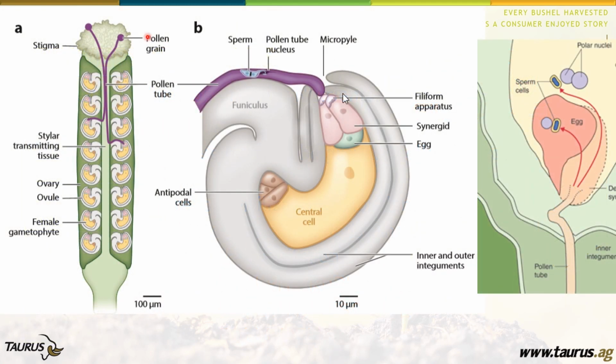So the first thing that happens is a mature pollen grain has to land on the stigma, and it's rehydrated, and it pops open a pollen tube, and a pollen tube grows down this transmission tissue down to the ovule. The pollen tube enters the ovule, and it releases the sperm into the cells, and we get fertilization of the egg, and we get a second fertilization which produces the endosperm.